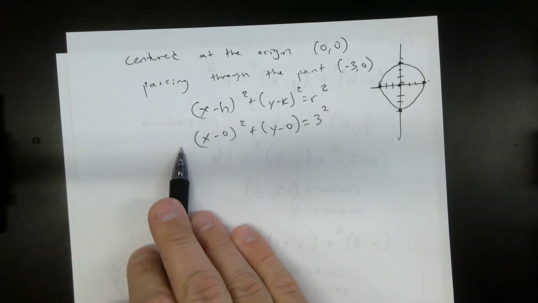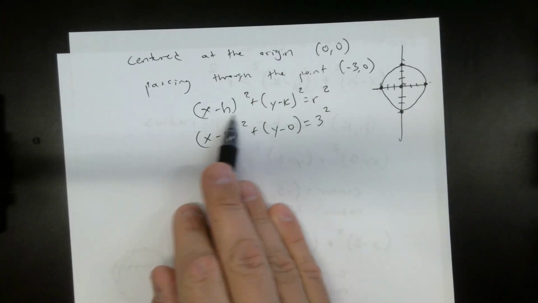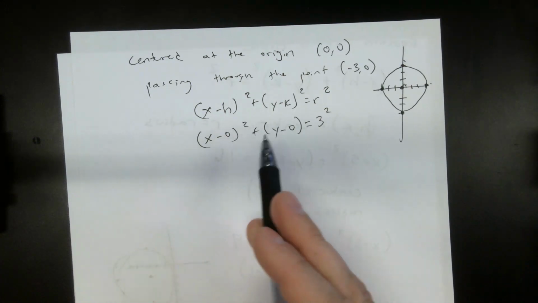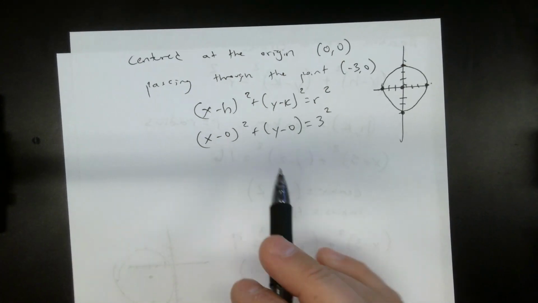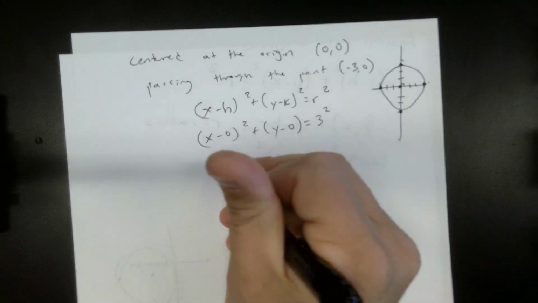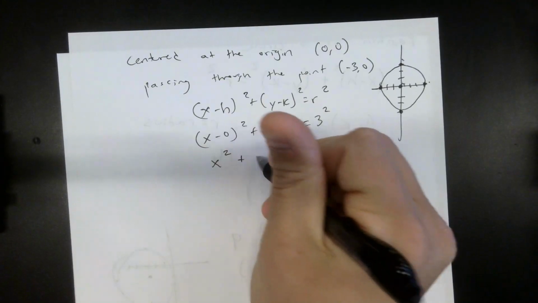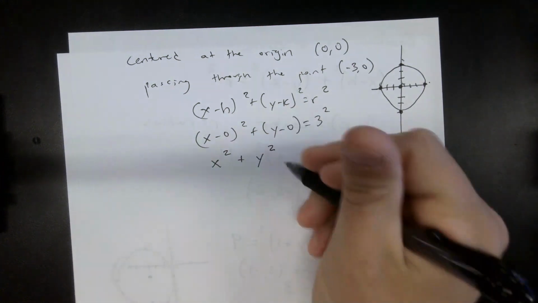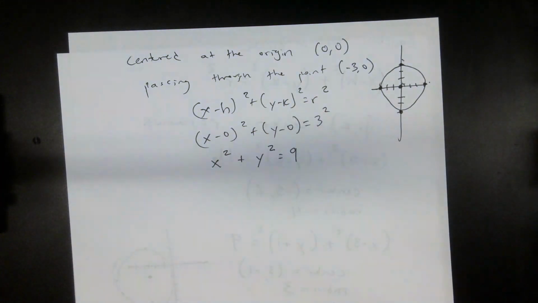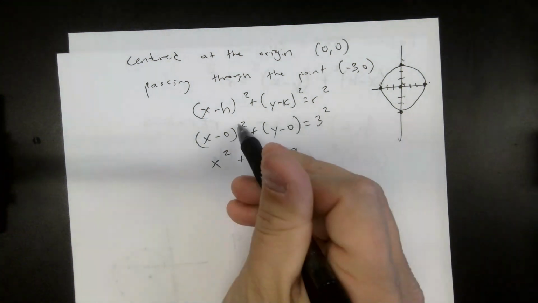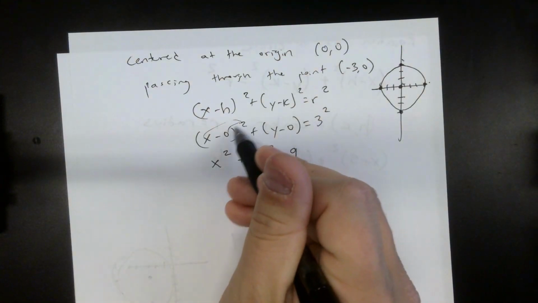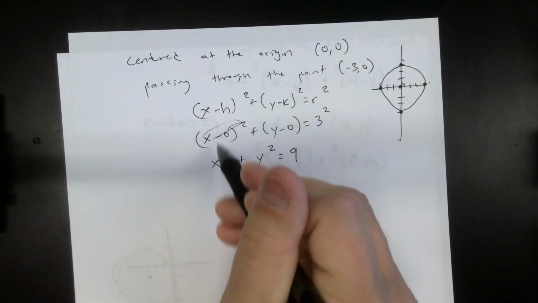How would we simplify that down? This just becomes x squared plus y squared equals 9. And there's your equation. Because the squared 0 squared is 0, so it just leaves x squared.